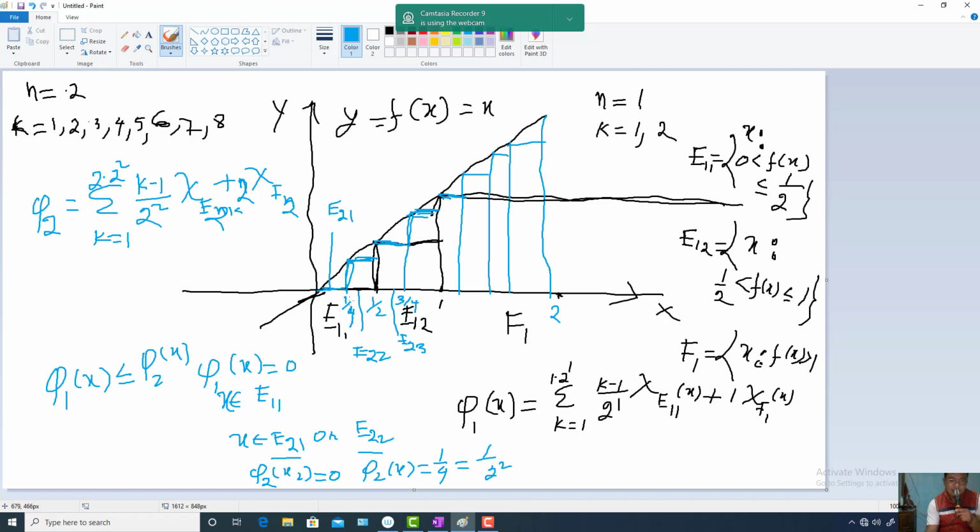What I want to tell you is that phi 2 is greater than phi 1. Similarly, when you take n is equal to 3, you will again subdivide this part. This is the smaller one, you will divide it two times, like this.